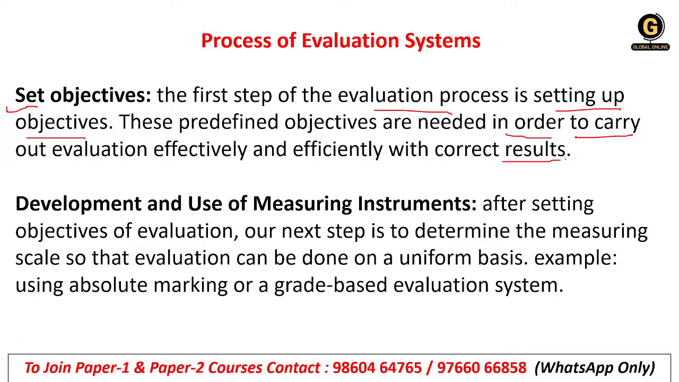Getting it? So first we need to set our objective. What we need to measure, what we need to find out, what we need to diagnose in the students, then we can prepare our evaluation process. Getting it? So once the objective is done, once our motto of evaluation is done, then we will strategize our evaluation process. The first point for the evaluation process is setting the objective, what we need to measure. Correct?